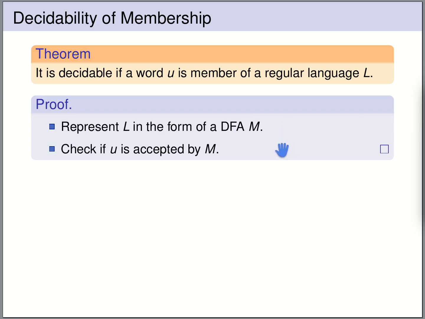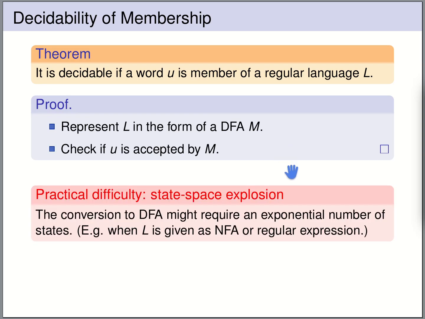However, there's a practical problem hidden here, namely the problem of state space explosion. So we have a decision procedure, but it could be that it becomes practically difficult because we might need a lot of memory and a lot of time. Why does this state space explosion occur?